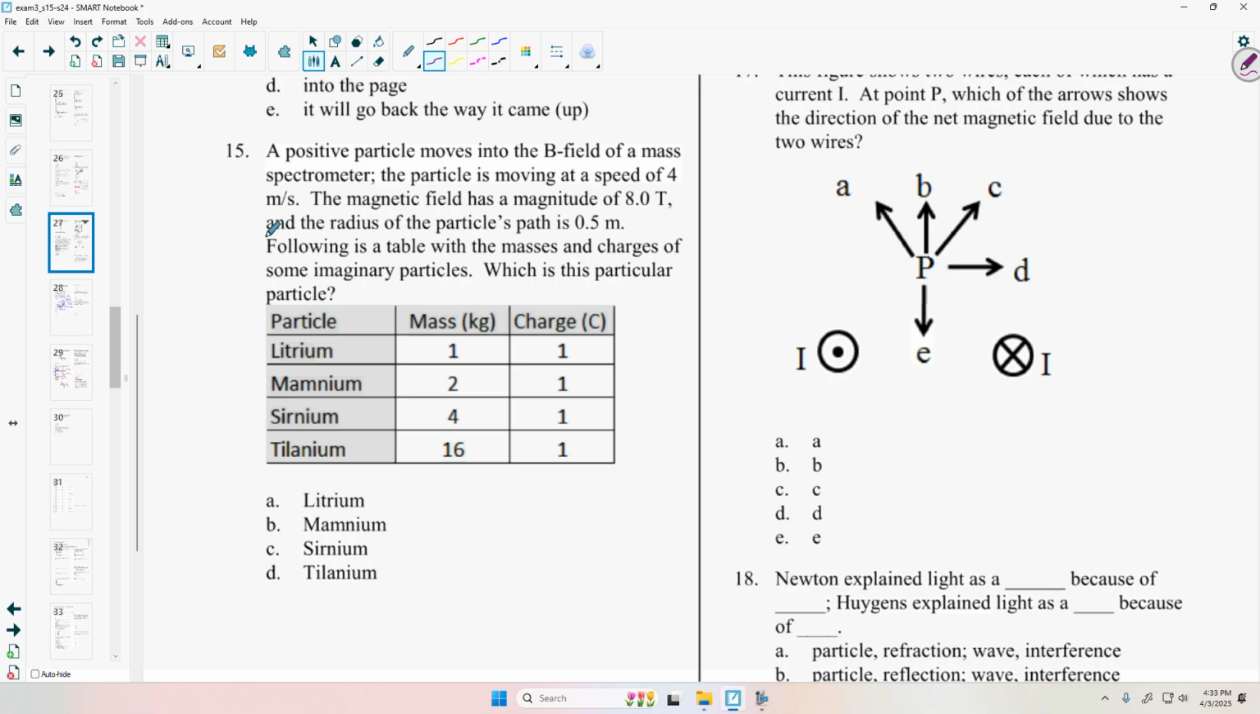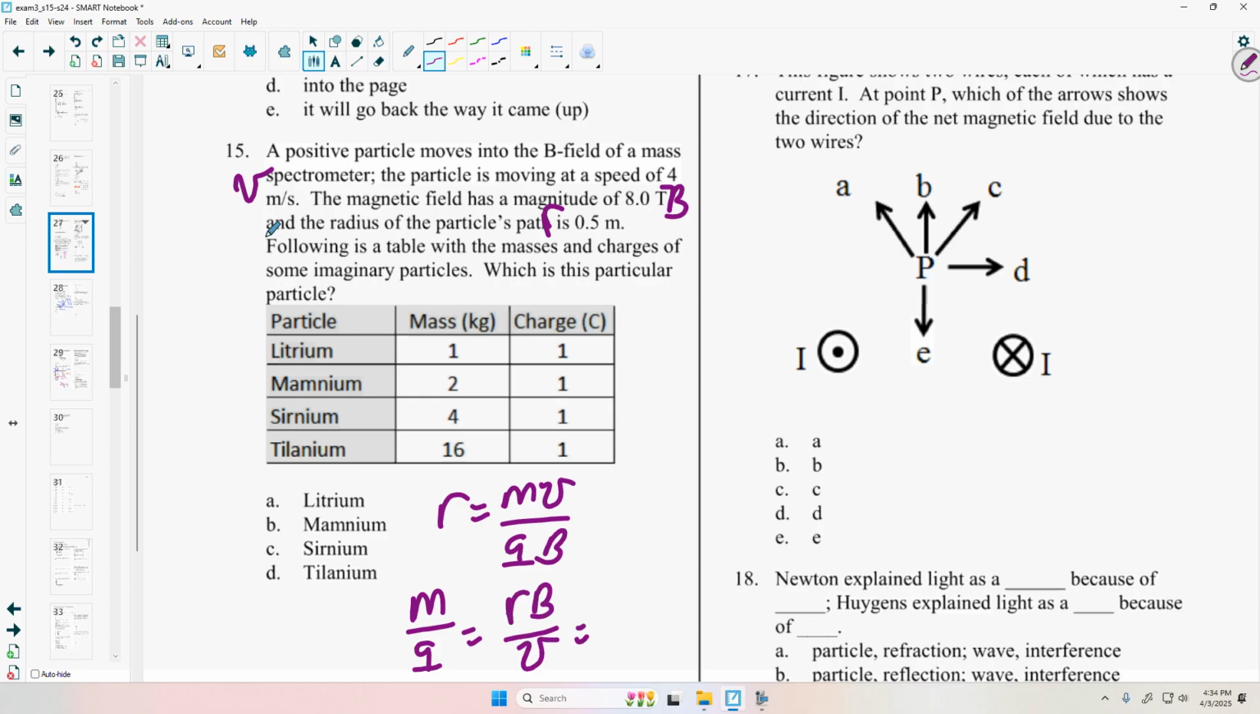So this is a mass spectrometer problem. I have a speed of 4 meters per second, a magnetic field of 8 Tesla, and a radius of 0.5 meters, and I want to know which particle it is. In order to find this, you have to calculate the mass to charge ratio. R is equal to, I think, mv over qB, if I'm not mistaken. And so solve this for the mass to charge ratio. That's going to be rB over v. rB over v, that's 0.5 times 8 divided by 4. That's 4 over 4, or 1.